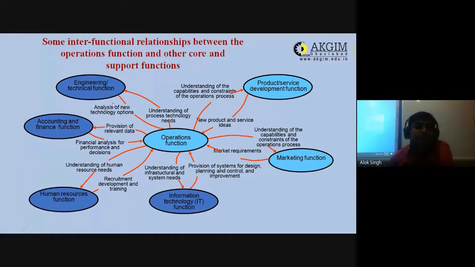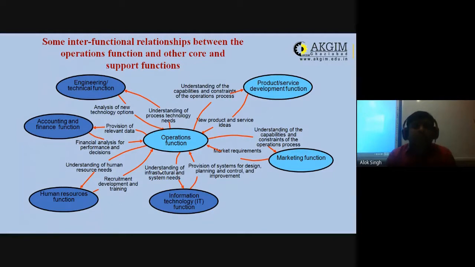Next is engineering or technical function. This is what? Understanding of the process technology need. What type of process or technology our operations department requires. As I have told earlier, there are many options available in a country to produce something. And out of which, what you are going to produce, like you are producing ghee.